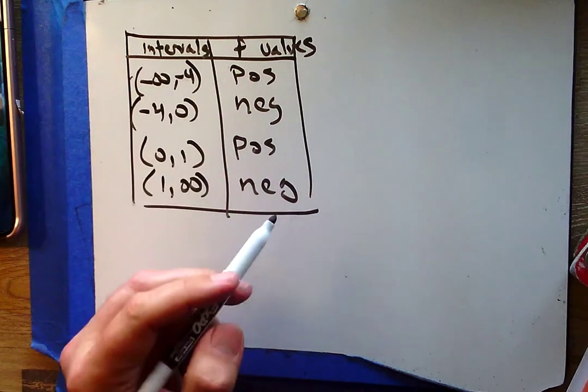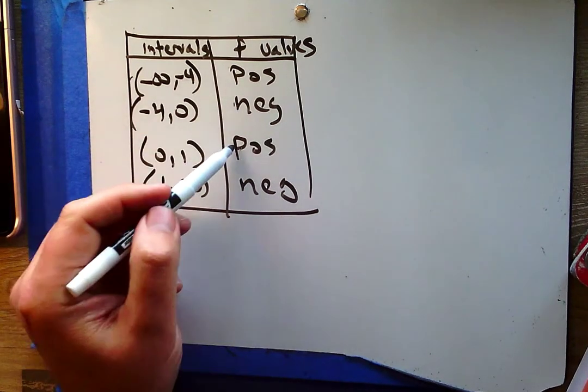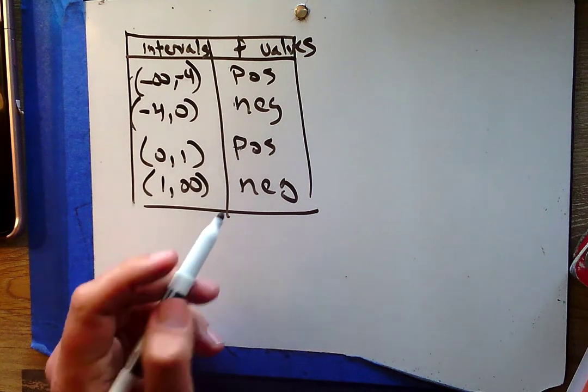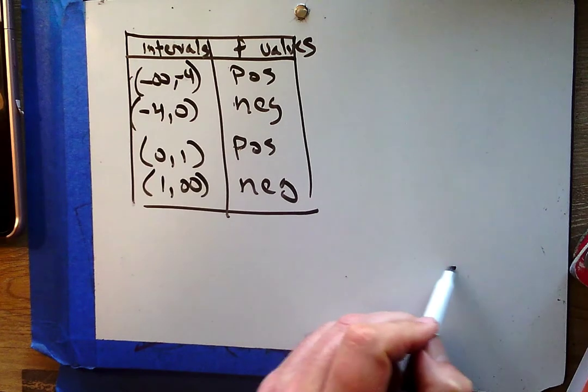Function goes from positive to negative. Function goes from negative to positive. Function goes from positive to negative. You should pause the video and give yourself a chance to try and think about this. Come back when you're done.